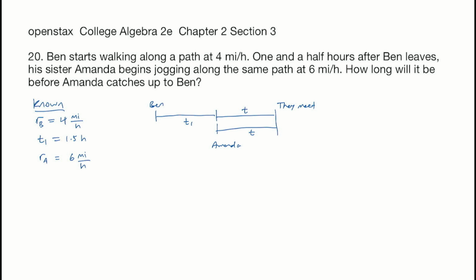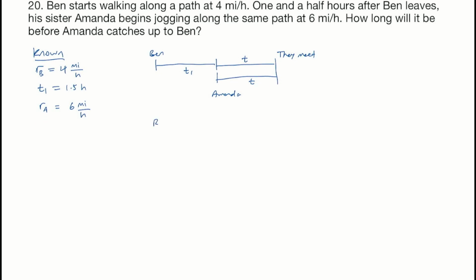All right, so for Ben, the distance Ben goes is going to be his rate times time 1 plus his rate times the generic time. And then Amanda, her distance is going to be her rate times the time.